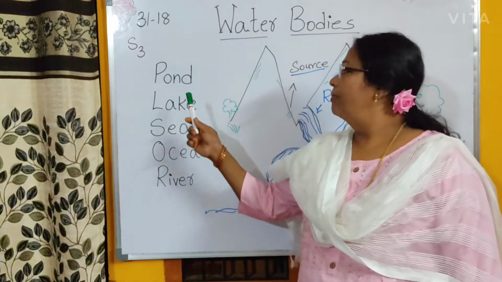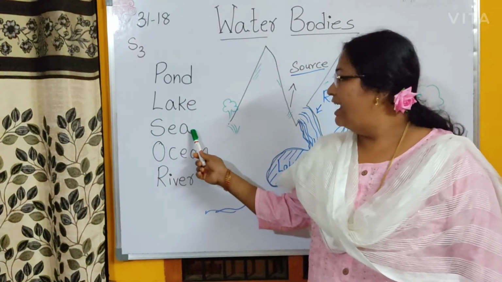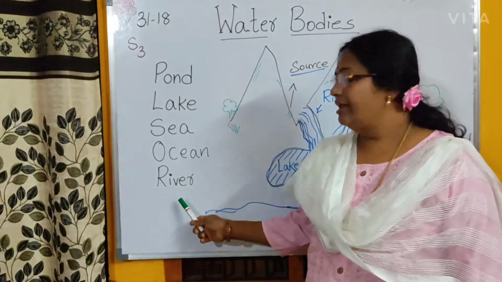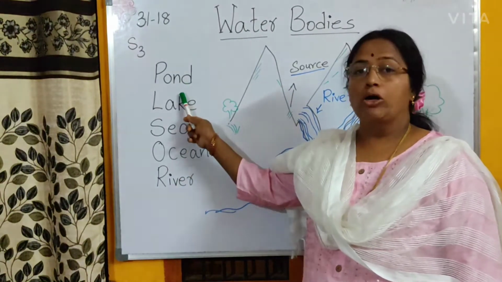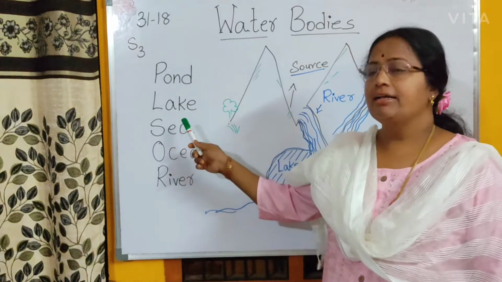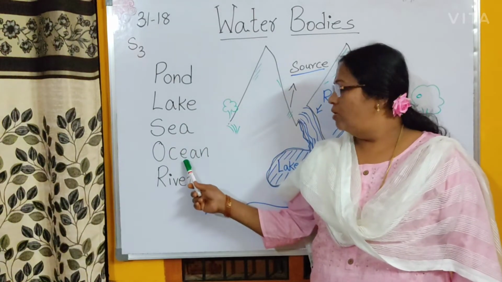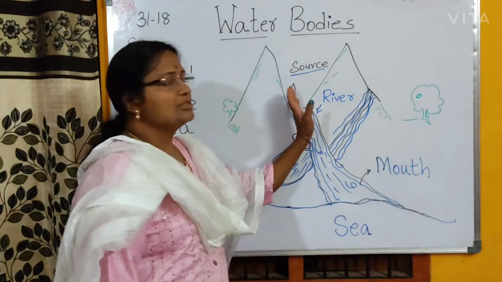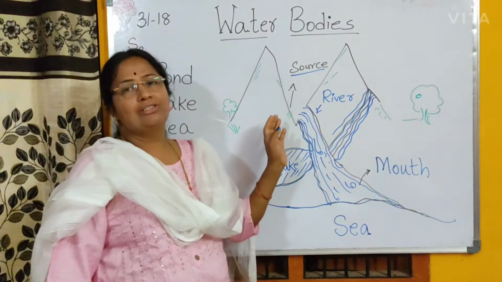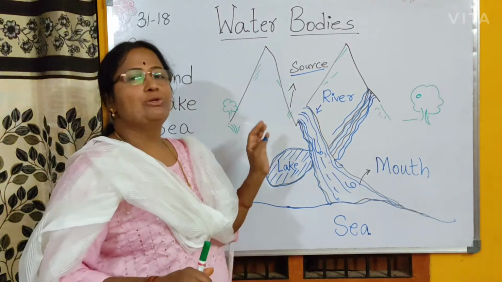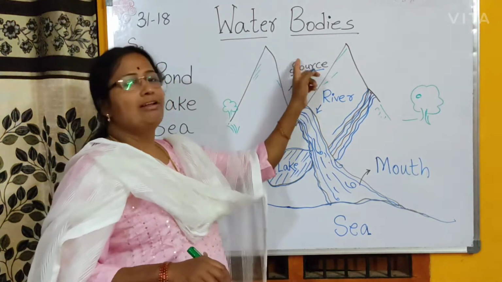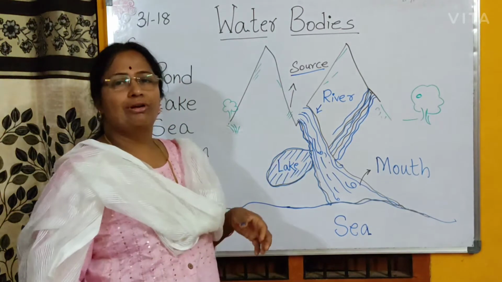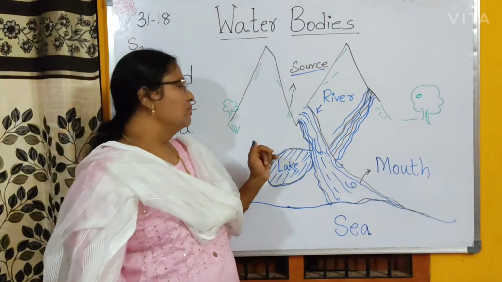They are pond, lake, sea, ocean, river. So here is a small picture which many times you too have drawn. A sun in the middle of two mountains, a river flowing. So I too have drawn it here.